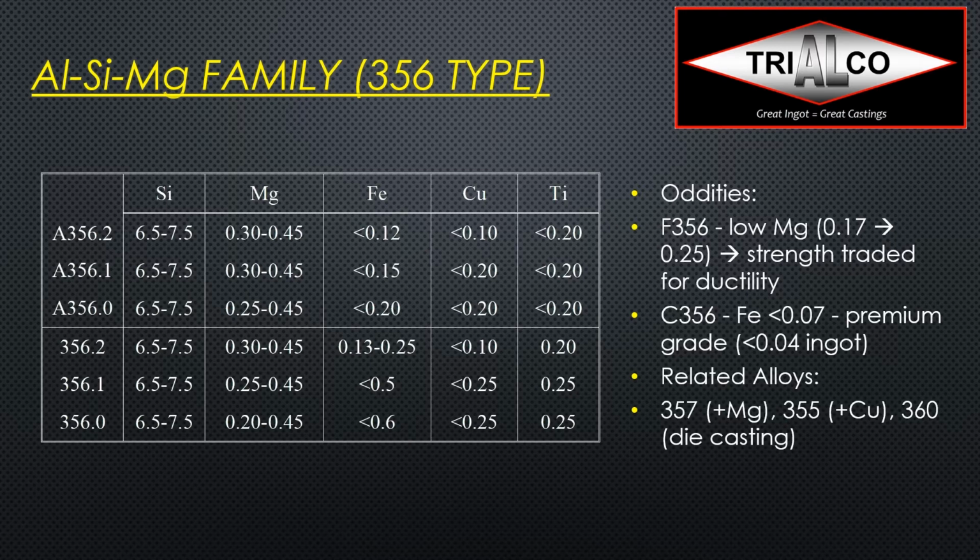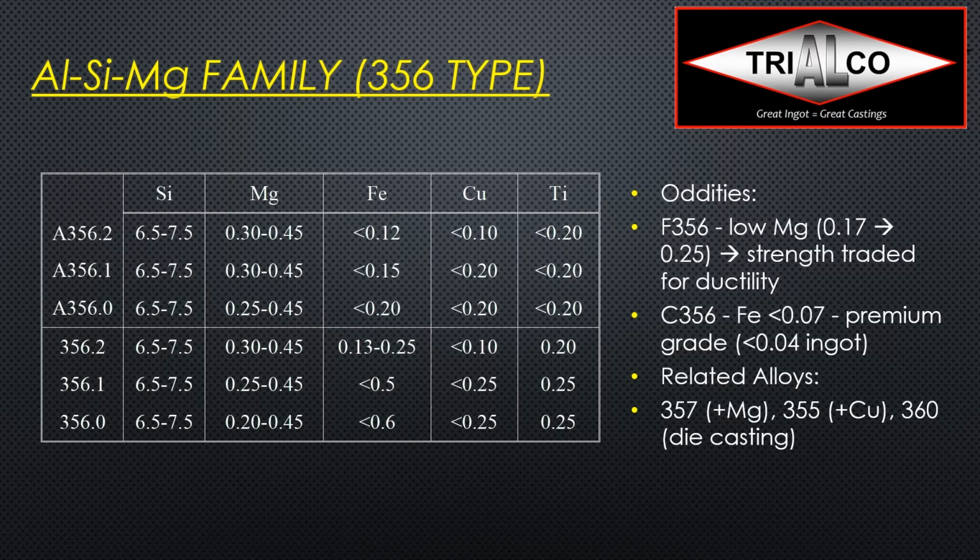So we see a 356.2 would be a 0.13 to a 0.25 iron, and then the A356 really starts already in the casting with 0.20, and then the .1 is 0.15 and .2 is 0.12 iron. All of them same silicon level. It's always about 7%, 6.5 to 7.5, and magnesium in the range of 0.3 to 0.45.